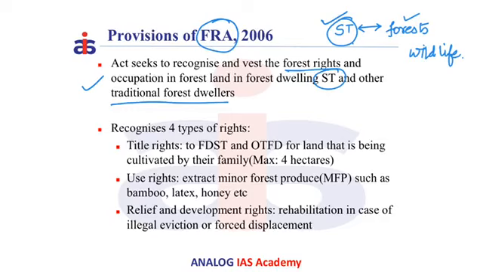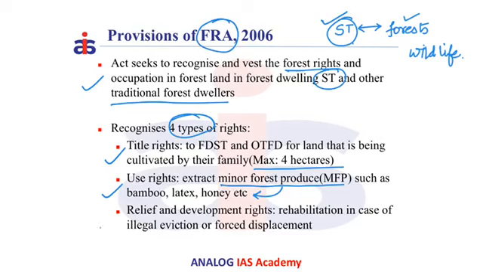The Act recognizes 4 types of rights. That is, title rights. If a family is cultivating a piece of land in a forest, that is to be given a title right, and the maximum area is 4 hectares. The other is use rights, where the family, that is a forest-dwelling Scheduled Tribe or other forest-dweller communities, can extract minor forest produce and sell it in the market. Examples of minor forest produce are bamboo, latex, honey, etc.